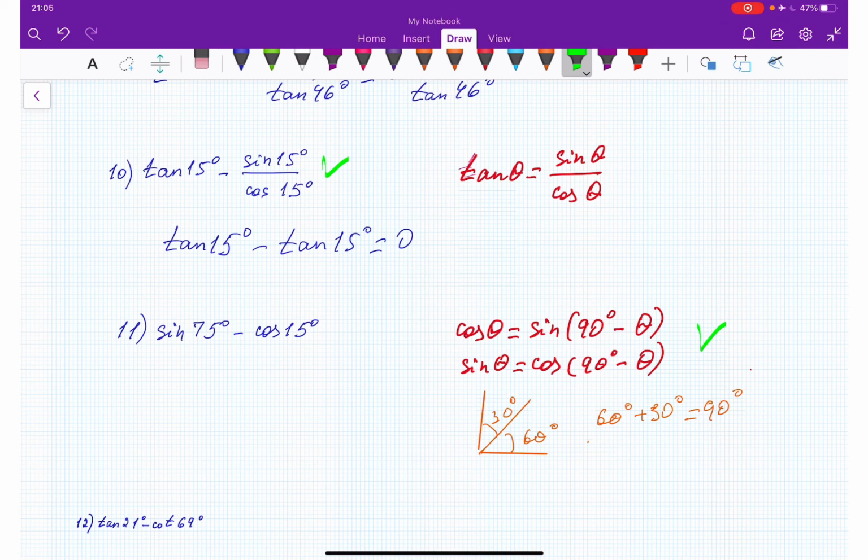We have 75 degrees and we have 15 degrees. Are they complementary? Well, let's check. 75 degrees plus 15 degrees is equal to 90 degrees. Right? Therefore, they are cofunctions and they are complementary angles.